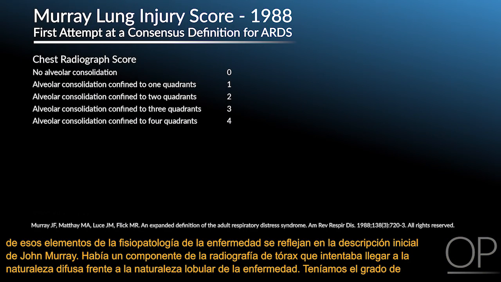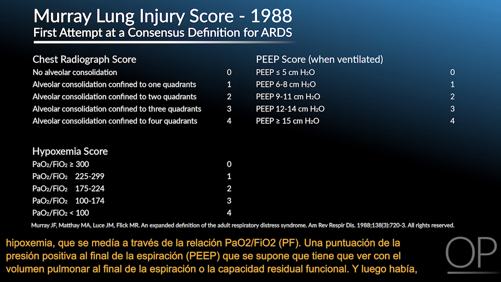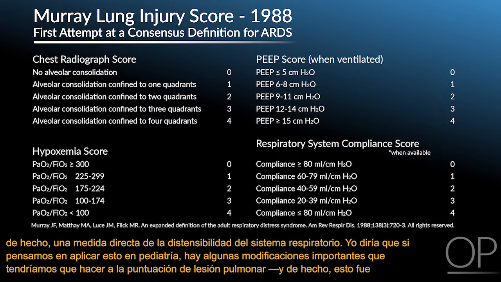There was a chest X-ray component that tried to get to the diffuse versus lobar nature of the disease. There was the degree of hypoxemia, which was measured by the PF ratio, a PEEP score, which was meant to tie back to end expiratory lung volume or functional residual capacity, and then there was in fact a direct measure of respiratory system compliance.